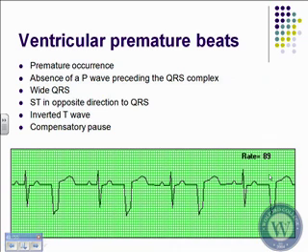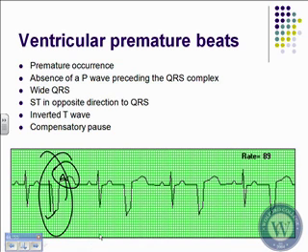So keep going. Ventricular premature beats are absence of P wave preceding the QRS. So you can see here, that's a ventricular premature beat, or PVC. It has an inverted T wave associated with it, so it's going in the opposite direction. And it has a compensatory pause.